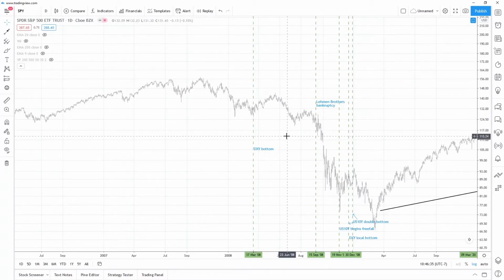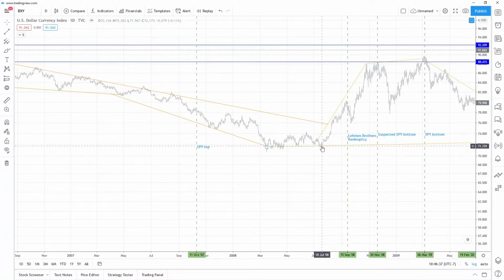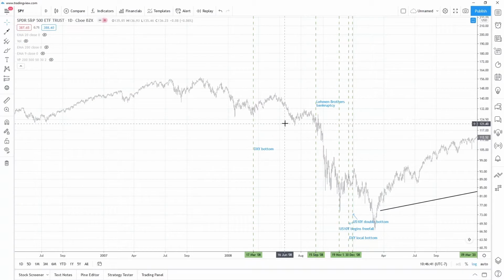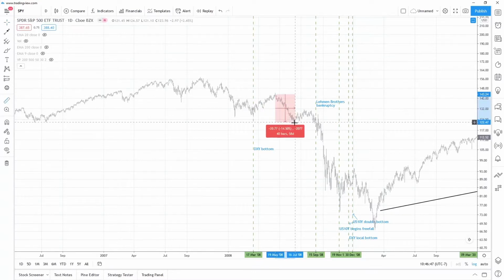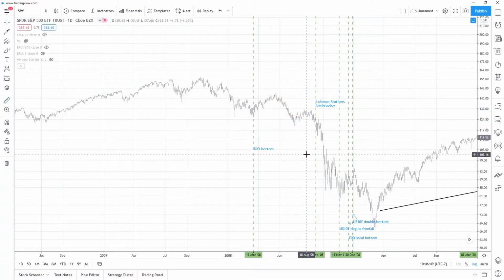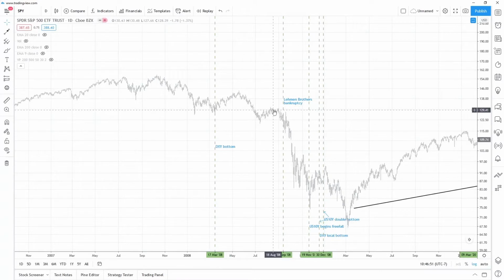And then the dollar index goes flat for a while until July of 2008. Now what happens in July? Basically we start to see a bigger downturn in the market. You can see a 15% correction in not too much time, and the market continues climbing down.